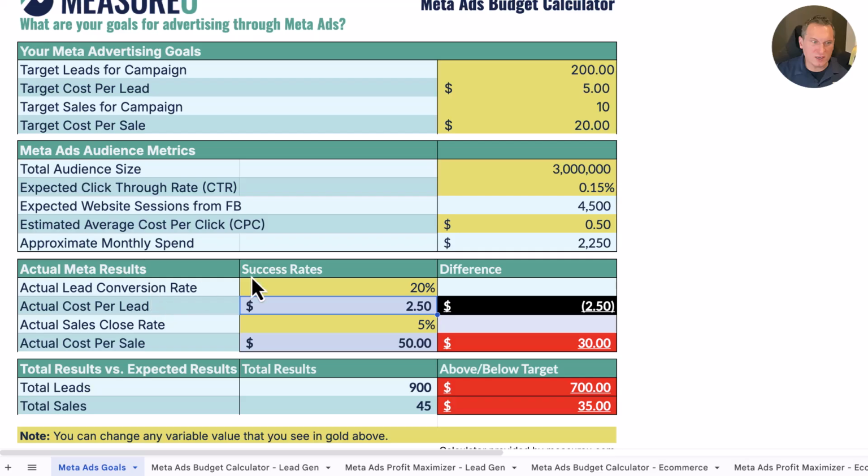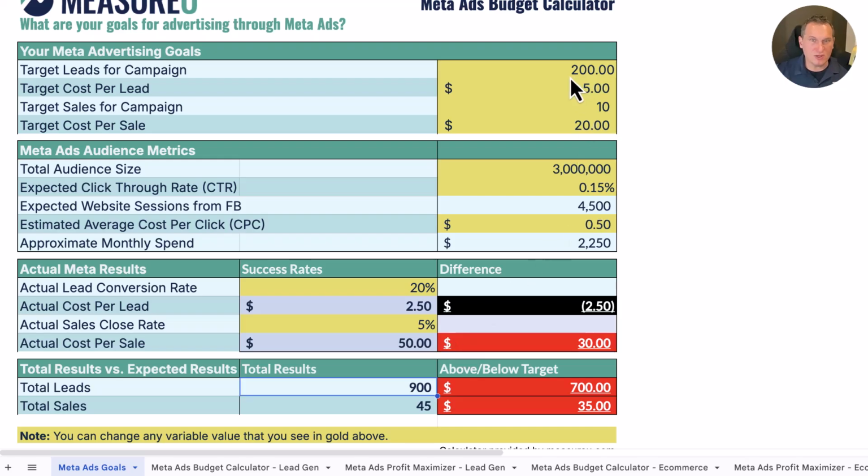Are you getting the results you're looking for? Are 20% of people converting? Well, if 20% of people who come to your site convert, that means your actual cost per lead is going to be different. It's going to be $2.50. It means your cost per sale is going to be $50 when you're expecting it to be $20. So it's going to tell you it's not going to work if you do that. If you have these actual results, you're going to need to make some changes.